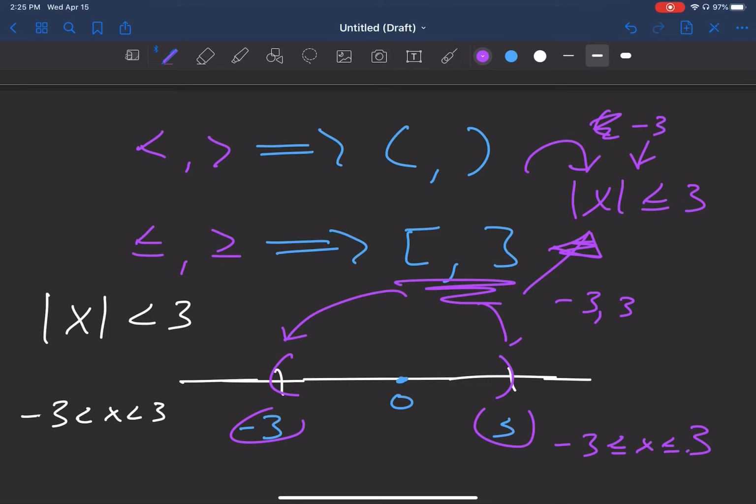Because let's say you could. Let's say I don't believe you. First, you would plug in your -3. You would get the absolute value of -3, which is just 3. So you're saying 3 is less than 3, right? That doesn't make sense. 3 is less than 3? No.